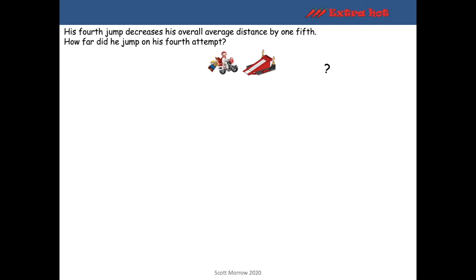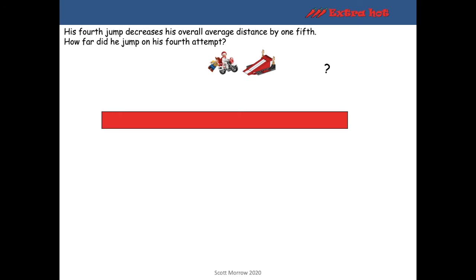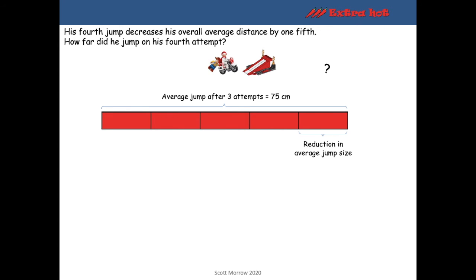It then tells us that his fourth jump decreases his overall average distance by 1/5. How far did he jump on his fourth attempt? So we know here that his average distance so far is 75 centimetres. And we know that's going to be decreased by 1/5. So let's split that into fifths. And we're going to remove one of those fifths.